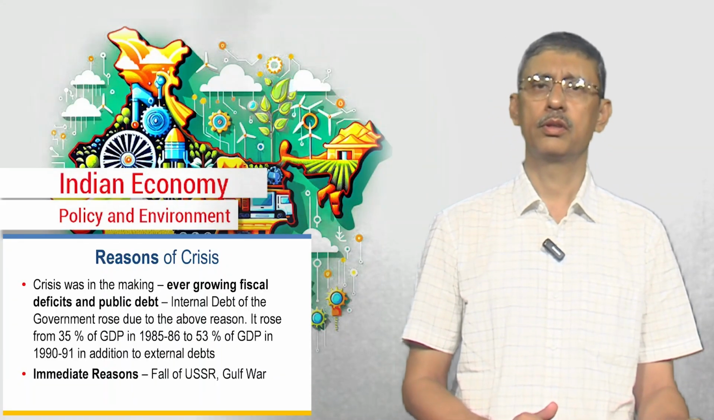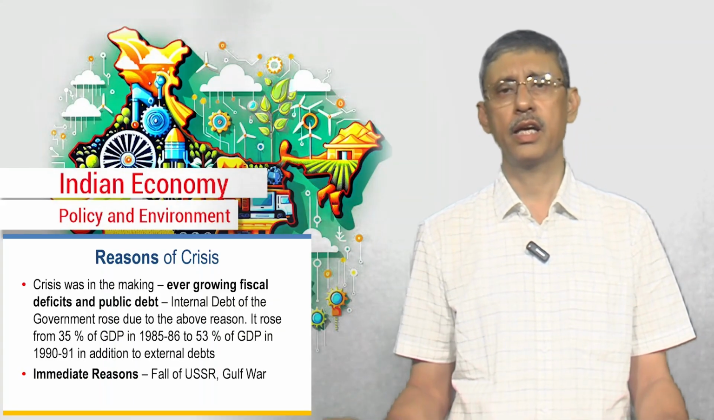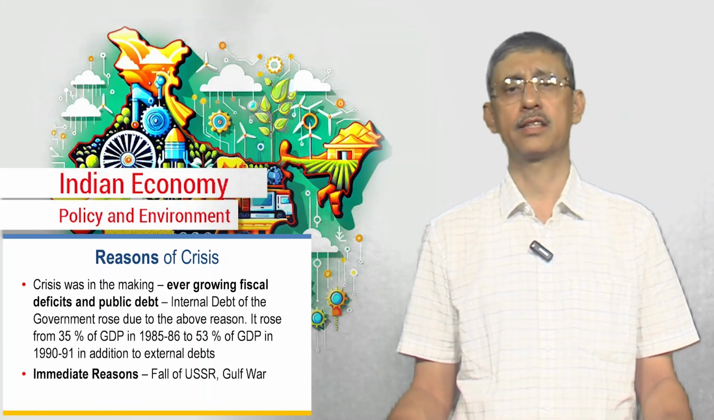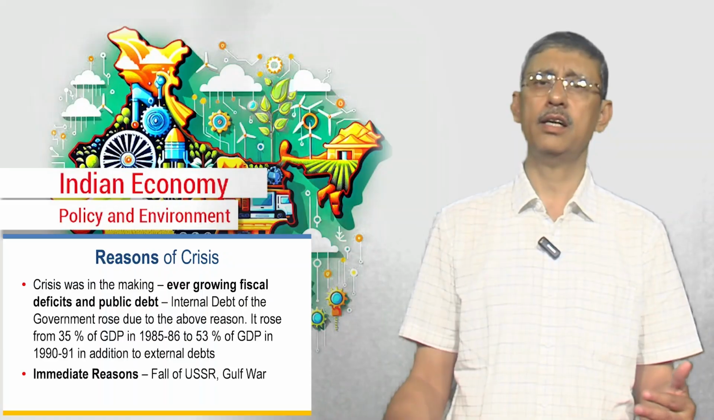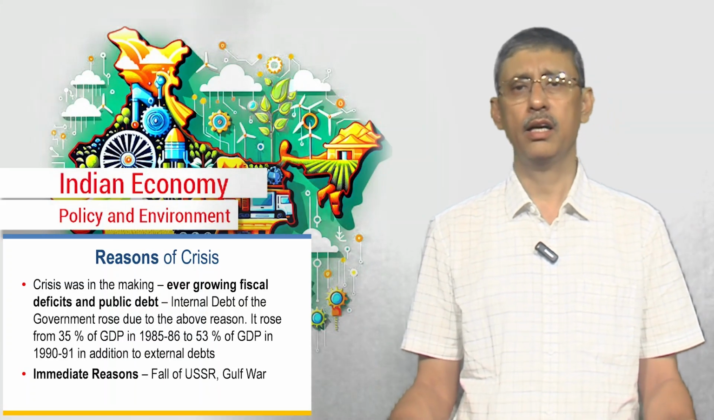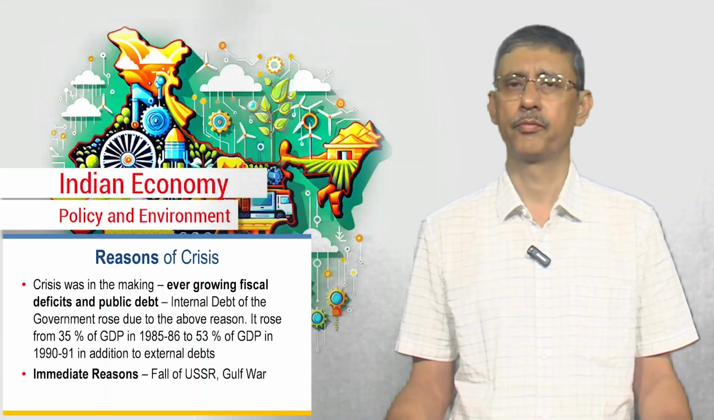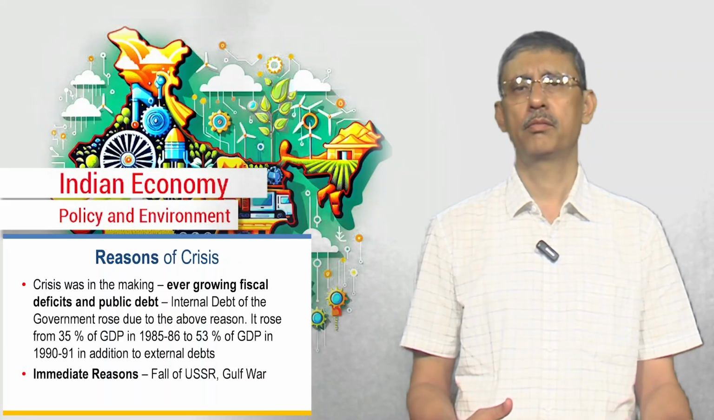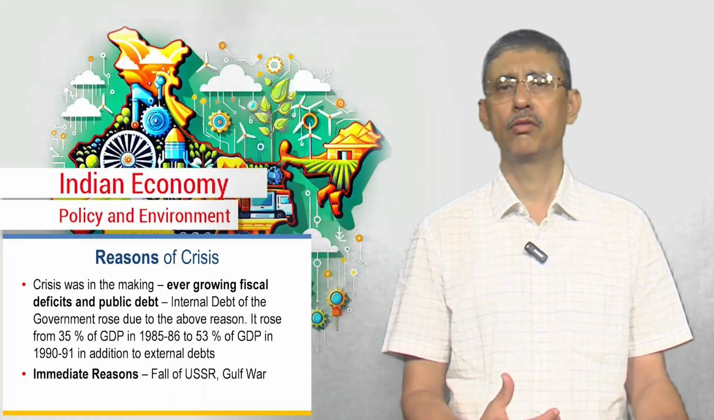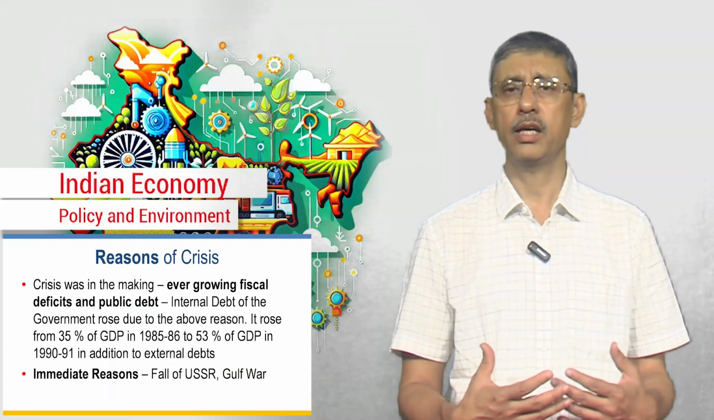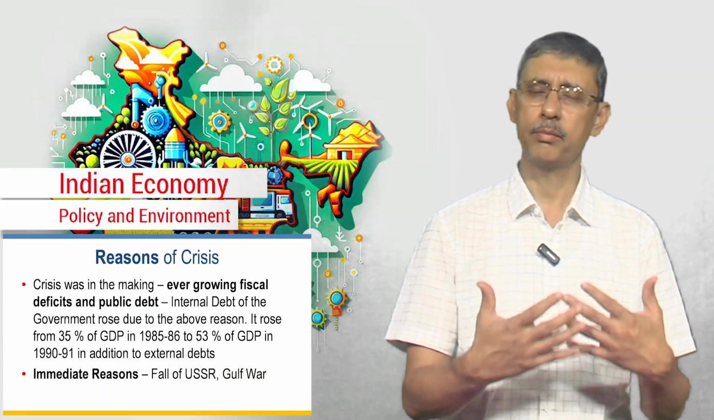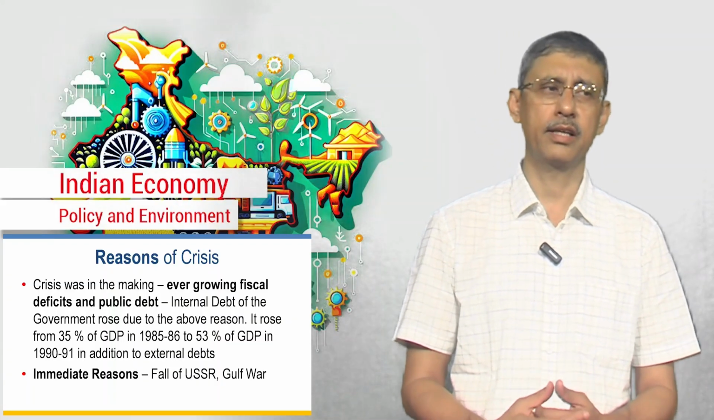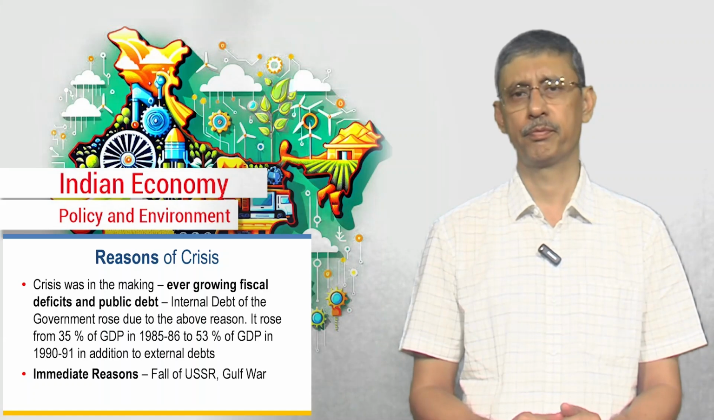And also around 1990, there were certain immediate reasons. Two of those are the fall of USSR. When USSR collapsed, India lost a big partner in export, because USSR used to be one of the biggest partners for export for India. And that adversely affected the export earnings of India.